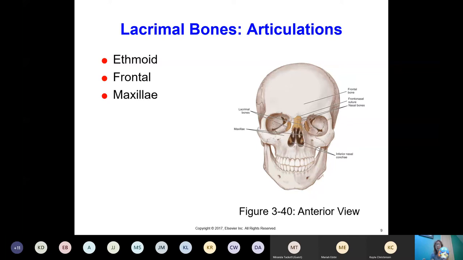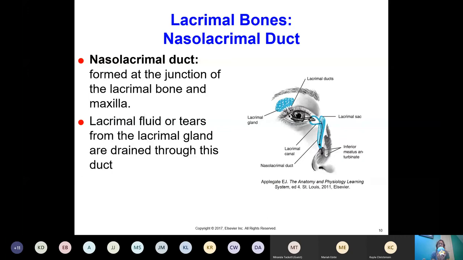Your lacrimal bones contain your nasolacrimal duct. If you break that word down, naso being nose and lacrimal being in the lacrimal area, it is formed at the junction of the lacrimal bone and the maxilla. So right where this yellow bone is, and the lacrimal bone, the red bone right here, that's where your nasolacrimal duct is.